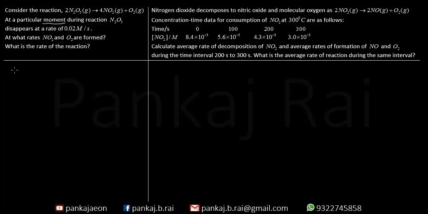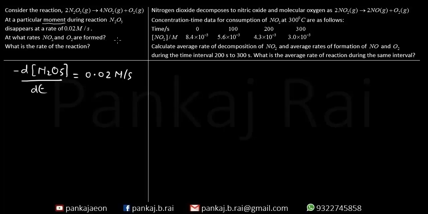So let me write the instantaneous rate of consumption of N2O5. It is written as minus d[N2O5]/dt, and it is given as 0.02 molar per second. So that is the instantaneous rate of consumption of N2O5. But what are we supposed to find? We have to find the rate of formation of NO2 and also the rate of reaction.